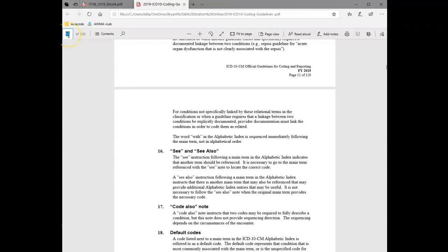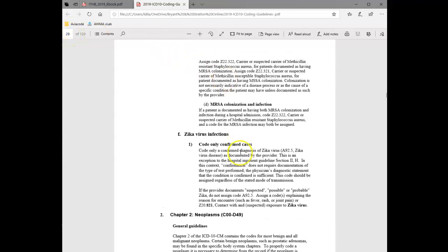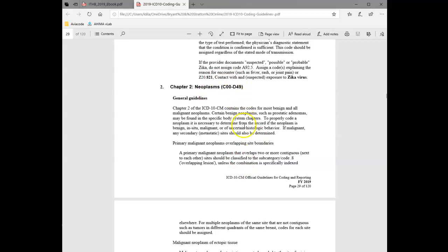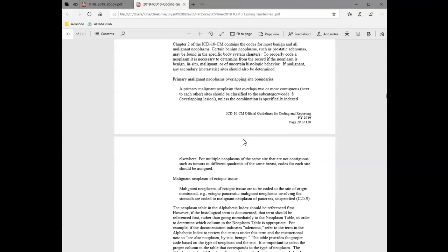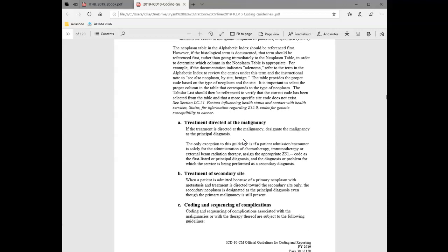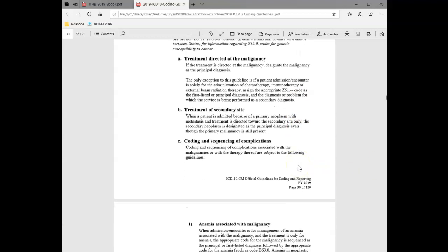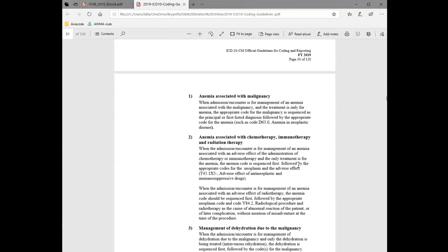Another important aspect of the guidelines are the chapter guidelines, and I'm going to skip down here to chapter 2 on neoplasms. And the great information here is, how do we code some of these things? There's distinctions made in this section on how to code complications associated with a malignancy.